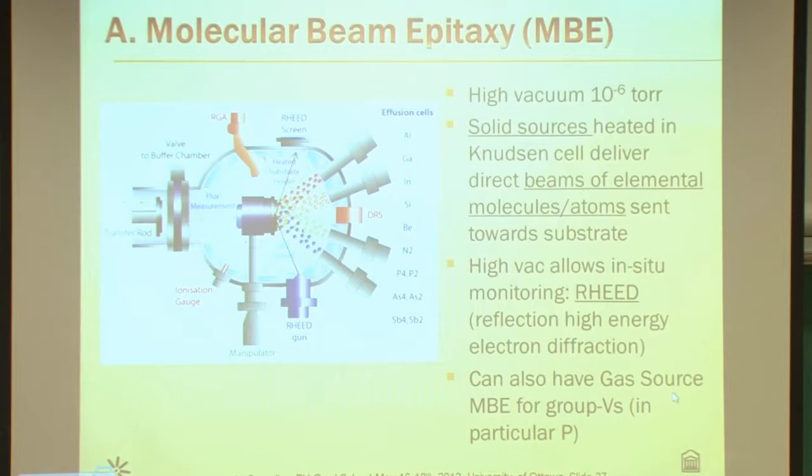And you control the temperature of your substrate with its chuck that's underneath. Because this is high vacuum, you can have an electron beam also operating inside the chamber, and that allows for in-situ monitoring with a technique called reflection high-energy electron diffraction. And they use this to monitor how the growth is progressing. You can also add in gas-based sources of MBE, in particular for phosphorus, a group 5 element that doesn't have a good elemental source. This is the basics of it.